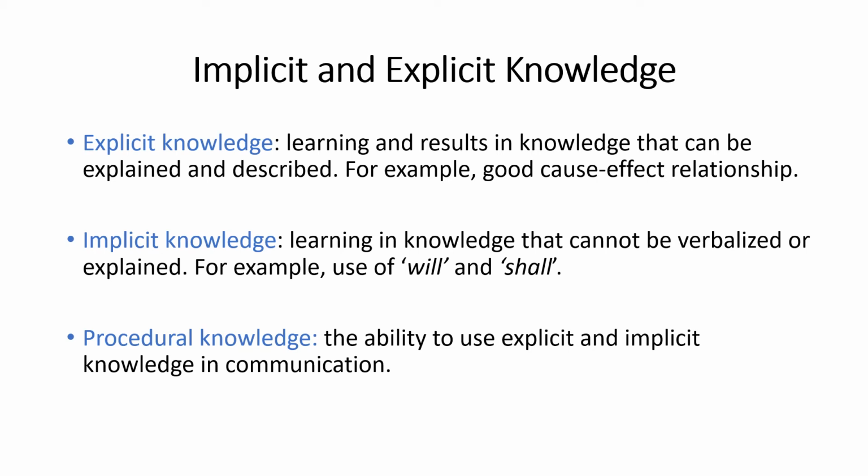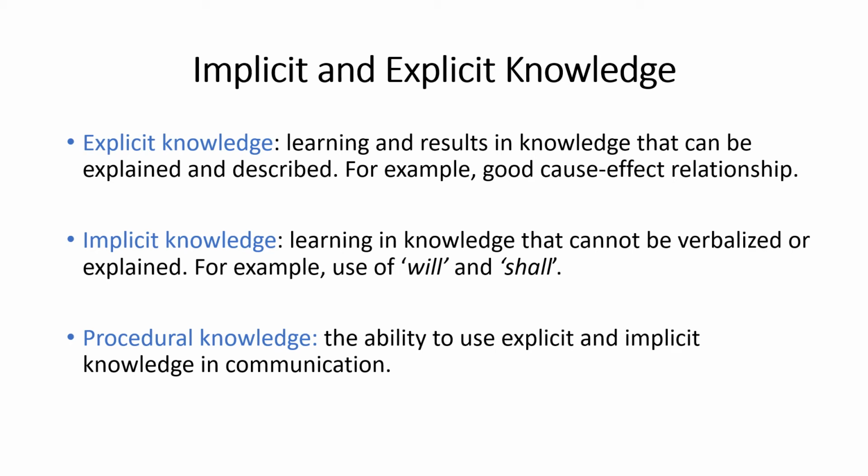Explicit knowledge is the knowledge which can be described to anyone. For example, a cause-effect relationship. If we've written an essay and we are to describe the cause-effect relationship in it, we can do so. On the contrary, if we are told to describe the difference between going to and will or shall, we may not be able to verbalize it because we have acquired it implicitly. So we can use it correctly but can't verbalize its rule. So this is referred to as implicit knowledge.